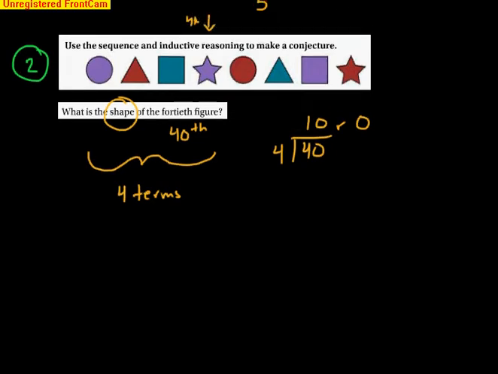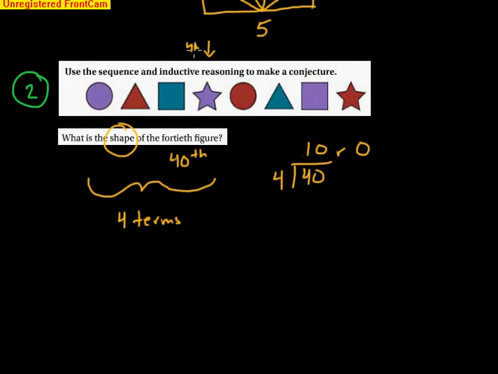Let me scoot it down so you can see what I'm doing. So this is the fourth term. This is the 8th term. So every multiple of 4 is the star. Well, what is 40? 40 is a multiple of 4. So what is the 40th term going to be? The 40th term is going to be a star.